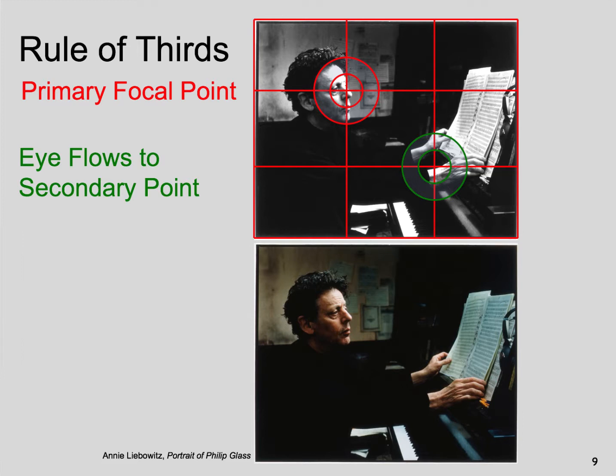So here's a good example in this portrait of Philip Glass working on the piano. You can see that where the red circle is, that's where Philip's face is, and that falls on a rule of thirds point. But if you also look, there's a diagonal between his face and his hands. His hands flow to the second rule of thirds connection point down there in the opposite diagonal.